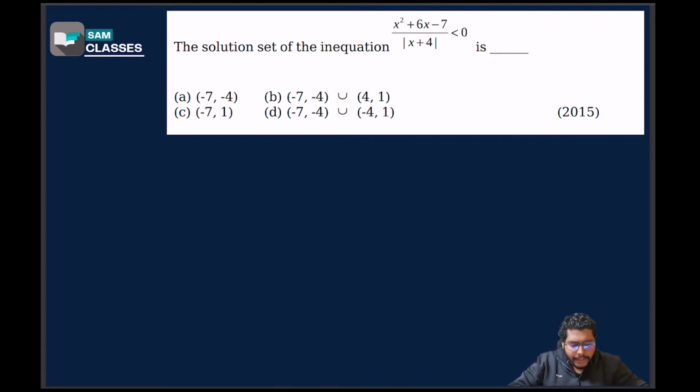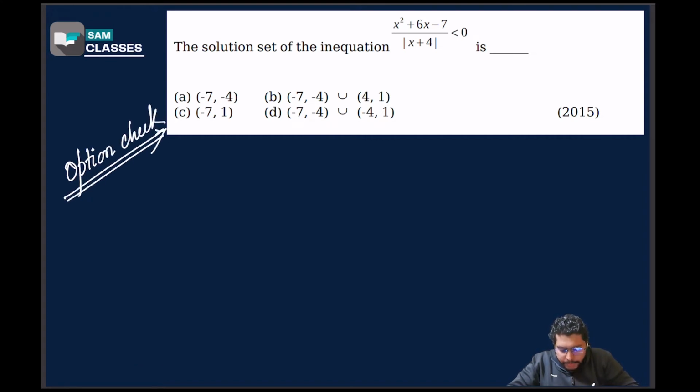Now in 2015 they gave a question where we have a quadratic term divided by a modulus term less than or equal to 0. We have to solve the inequality. What is the basic thing that you need to know? Whenever they give this kind of question, the best way to solve it is option check. What is the best way? To check the options.